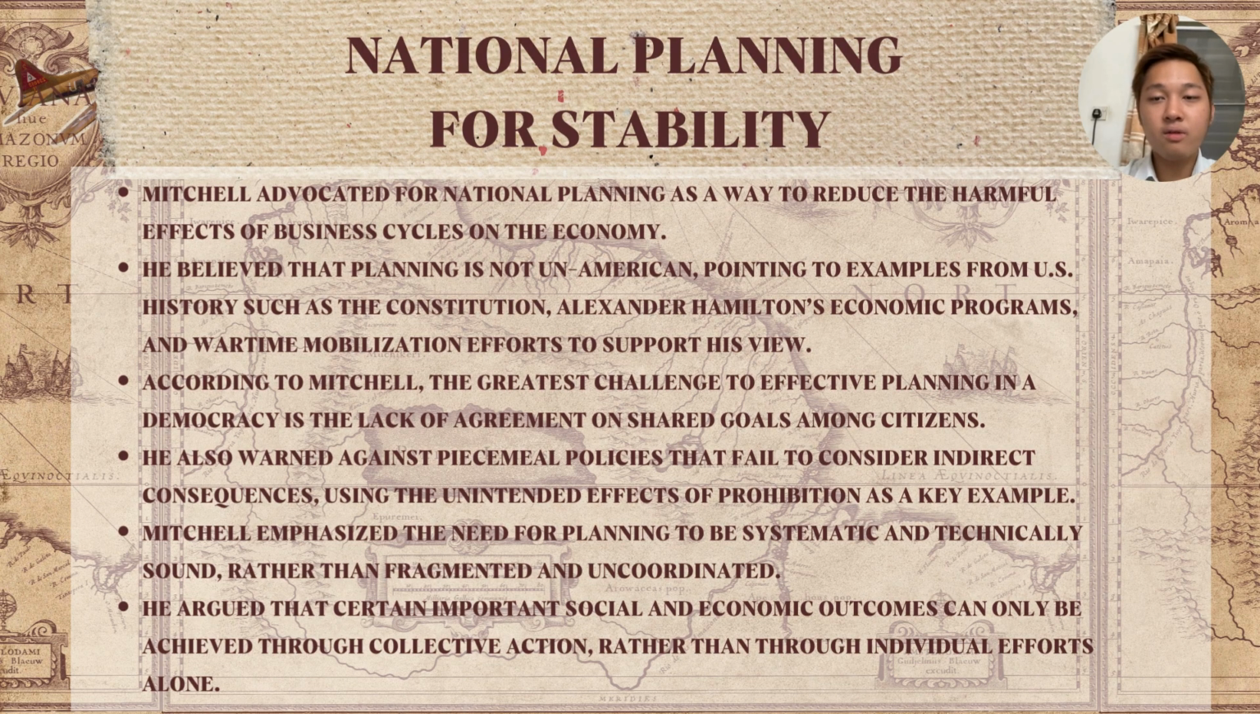However, Mitchell also saw two big challenges in planning. First, a democracy has to agree on common social goals. Without shared objectives, even good plans fail. Second, piecemeal or isolated planning often creates unintended problems. For example, prohibition led to illegal alcohol trade and crime syndicates, without any thorough planning.